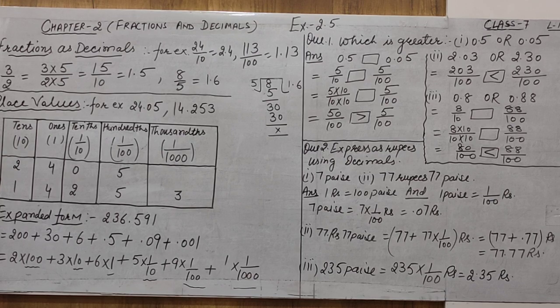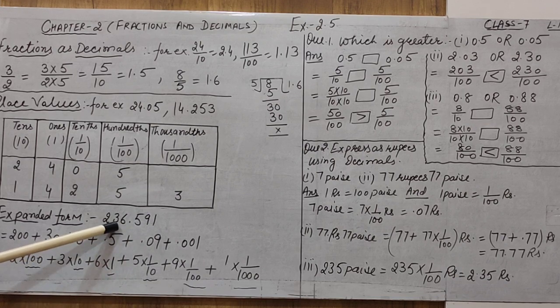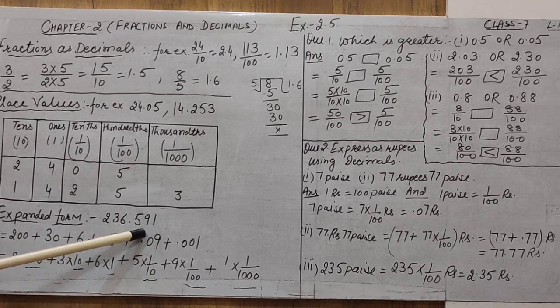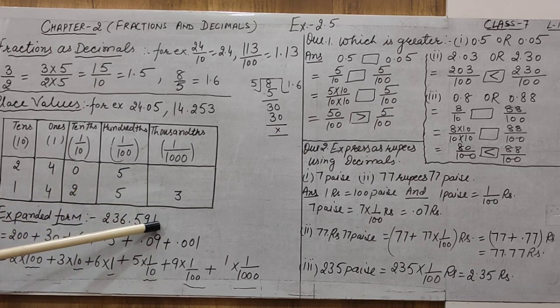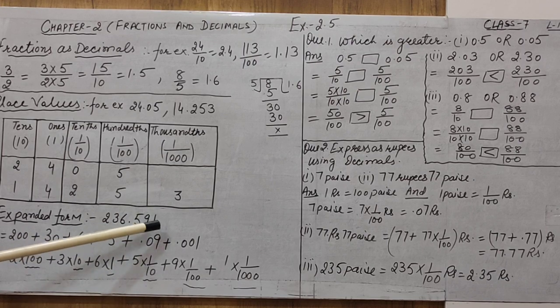Now let us understand more about decimals with the help of the expanded form. How can we expand this number? From which numbers is this number formed? 236.591. According to the place value table, 6 is at the ones place, 3 is at the tens place, 2 is at the hundreds place, 5 is at the tenths place, 9 is at the hundredths place and 1 is at the thousandths place, because this is the third after the decimal.